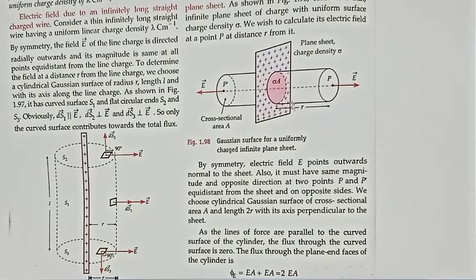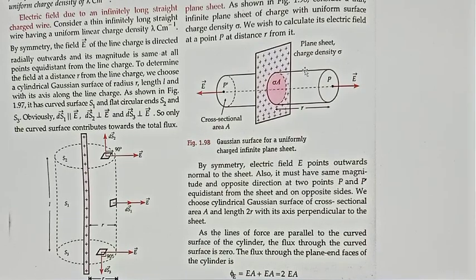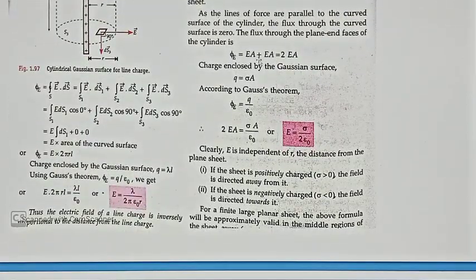If you consider the curved surface of the cylinder, the curved surface has no contribution to the total flux, because if you consider any surface element on the curved surface and draw the electric field vector and the surface vector, the angle between the electric field vector and the area vector is 90 degrees. So the curved surface has no contribution to the flux; only the two flat surfaces contribute. So the total flux phi is equal to EA plus EA, one for each flat surface, which is equal to twice EA.